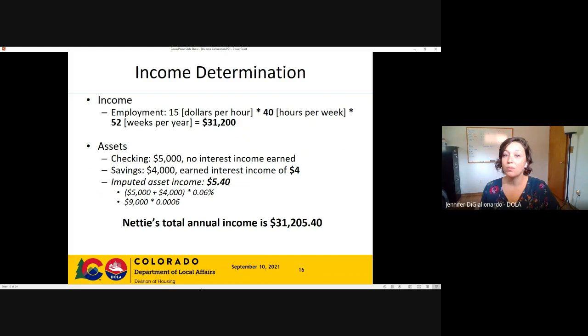So $5,000 plus the $4,000 in the savings account times that passbook rate 0.0006. Nettie's annual income is $31,205.40. We don't really worry about the change. So for that, I would round down and say $31,205. All right. No questions on that one. Give a second for folks to chime in if they need to.